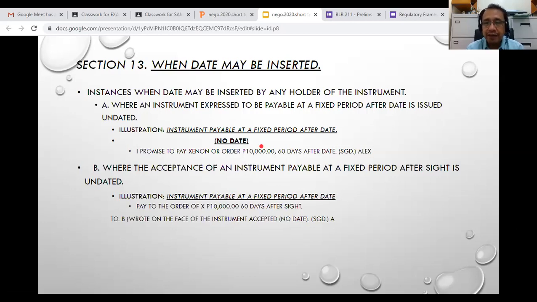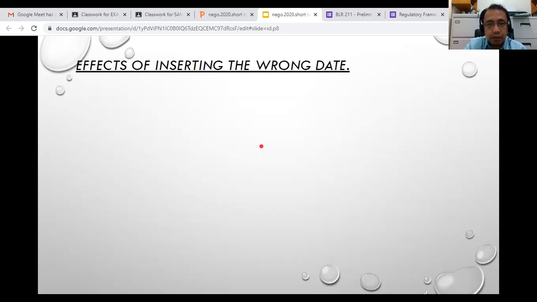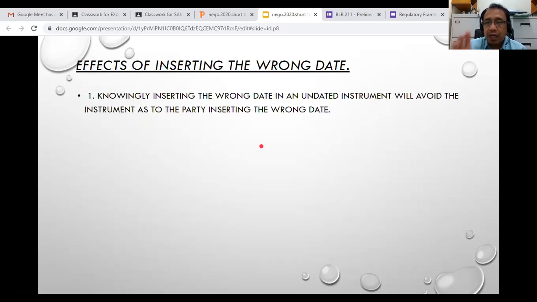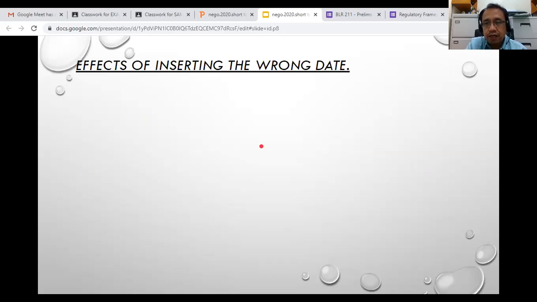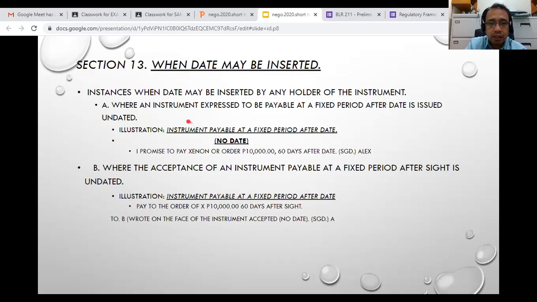Now, what will be the effect of knowingly inserting the wrong date? Sabi dito, knowingly inserting the wrong date will avoid the instrument insofar as the party who inserted the wrong date. So insofar as Senon is concerned, the person who inserted the wrong date, this promissory note now is a void instrument. And being a void instrument, ibig sabihin, he can no longer collect the 10,000 from Alex. Tama? Okay, ngayon.